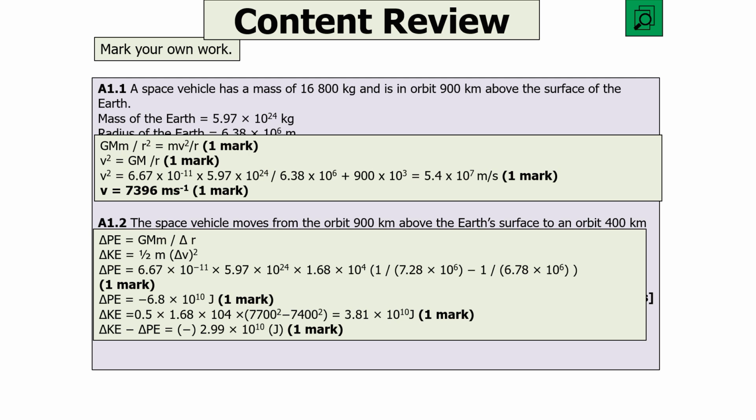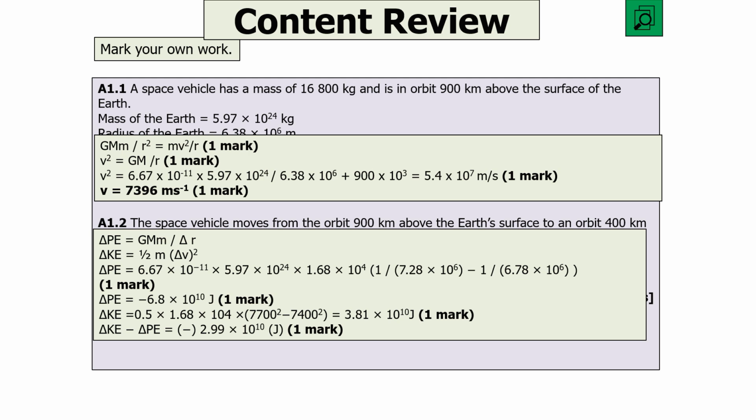And again remember we're taking our value of r from the center of mass of the Earth, not the surface of the Earth, and we can then work out what our change in potential is. We can therefore work out what our change in kinetic is by doing a half mv squared and working out the difference in the velocities in each instance.